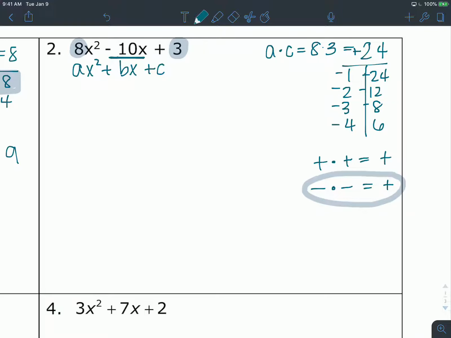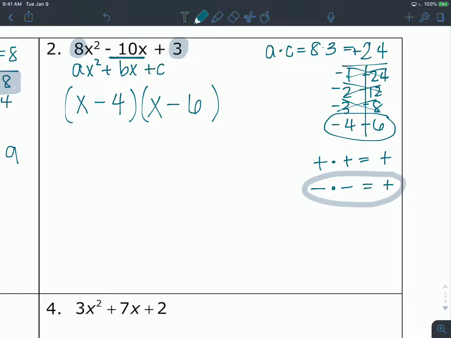I'm going to go through and make these all negatives, and then we can see if any of them add up to -10. So -1 plus -24, that doesn't work. -2 plus -12 gives us -14, so that doesn't work. -3 plus -8 is -11. -4 plus -6, that one's going to be our answer. So we're going to do our parentheses again, and we're going to have x, and now we have a -4 and a -6.